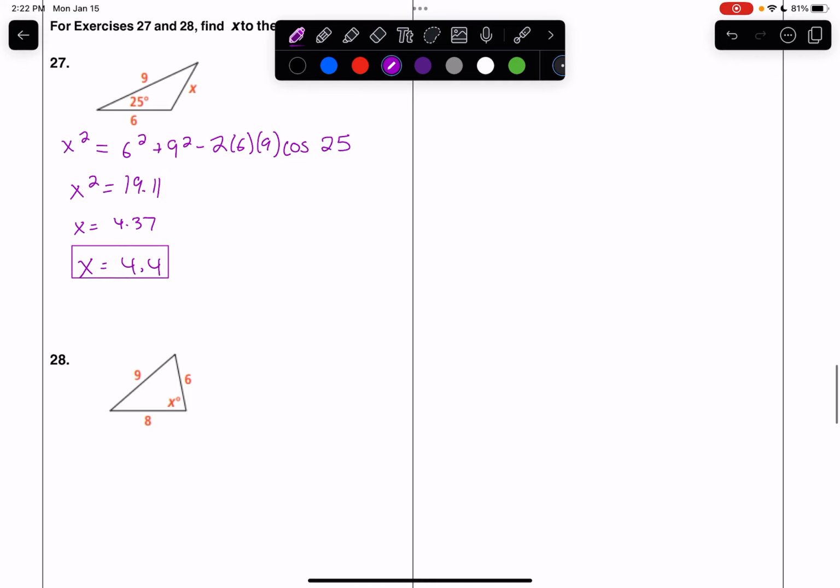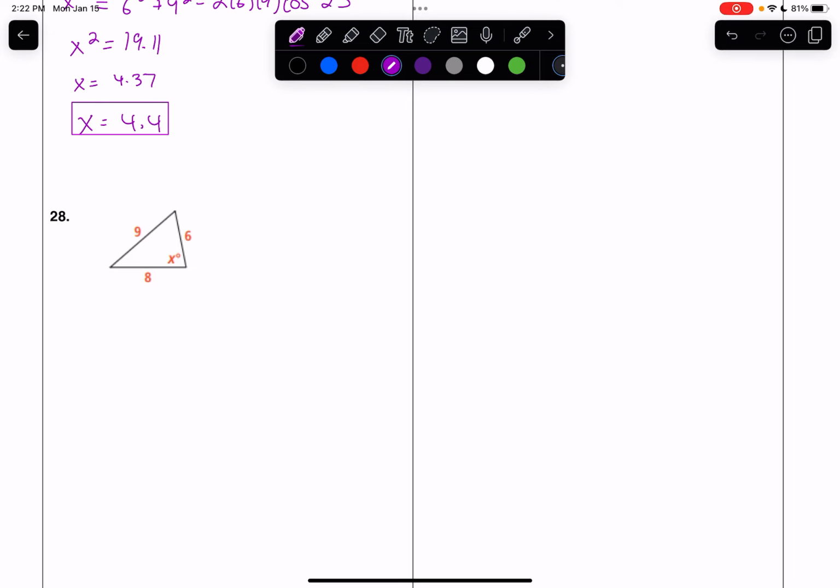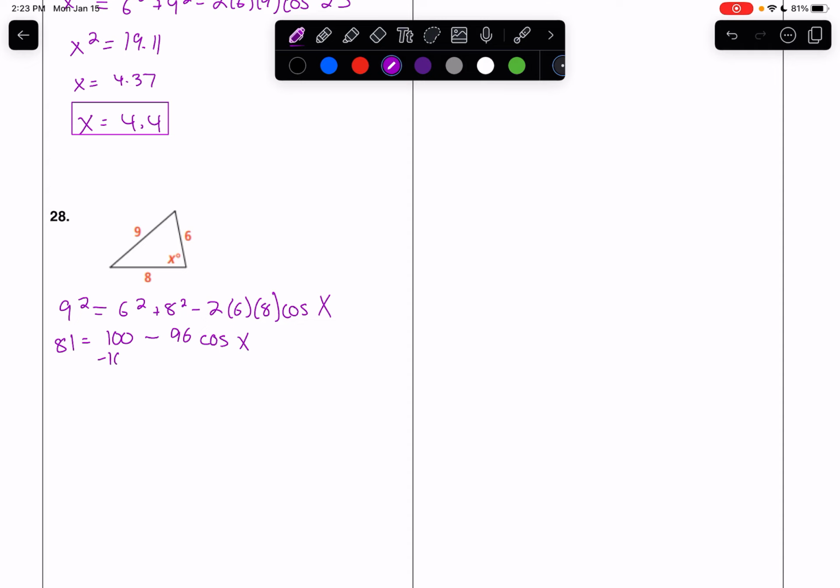And last but not least is we've got this problem where we have all three sides. We're looking for the angle. We're using the law of cosines because we don't have an angle opposite side pair here. And we'll use the side opposite of the angle we're looking for to start. So 9 squared equals 6 squared plus 8 squared minus 2 times 6 times 8 cosine of the angle we don't know, angle x. So that gives us 81. 6 squared plus 8 squared is 100. 2 times 6 times 8 is 96. Cosine of x. Subtract 100 from each side.